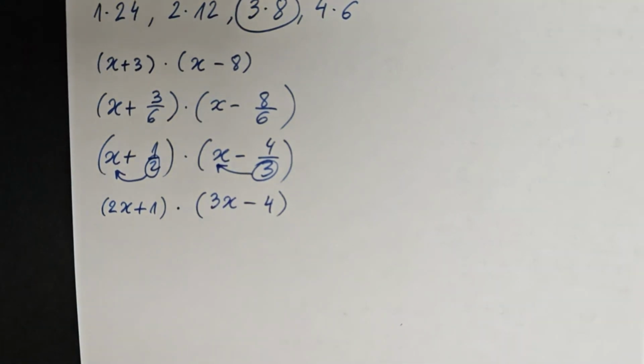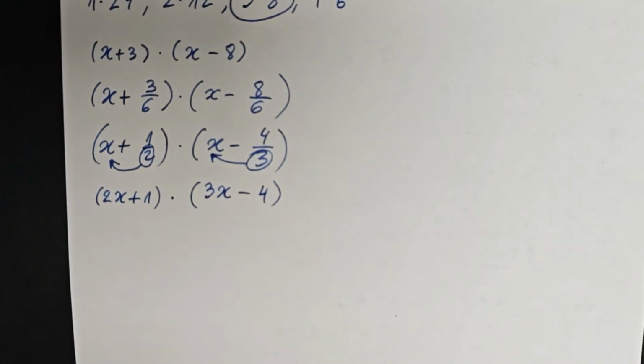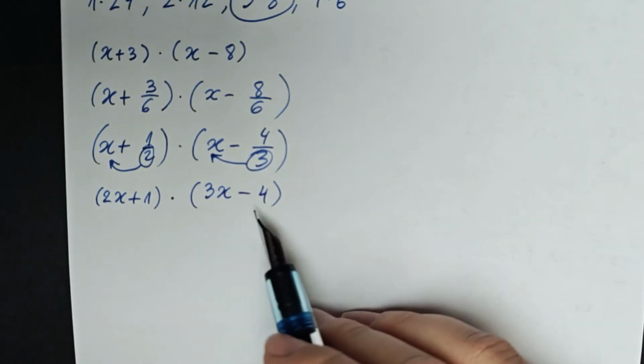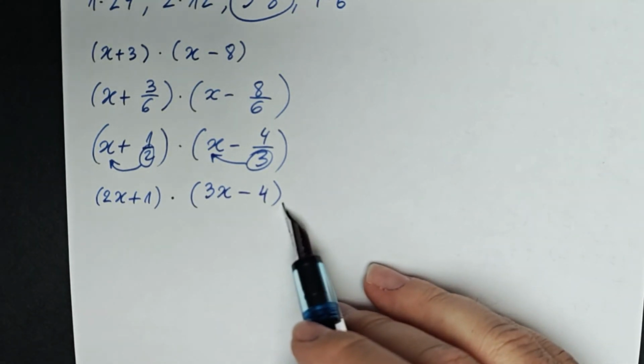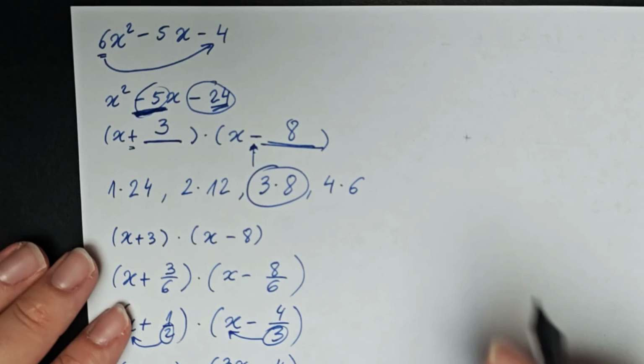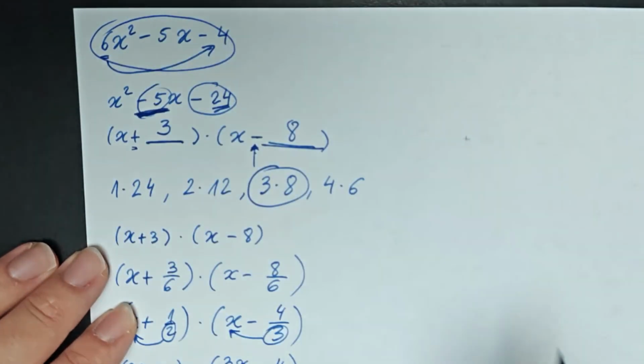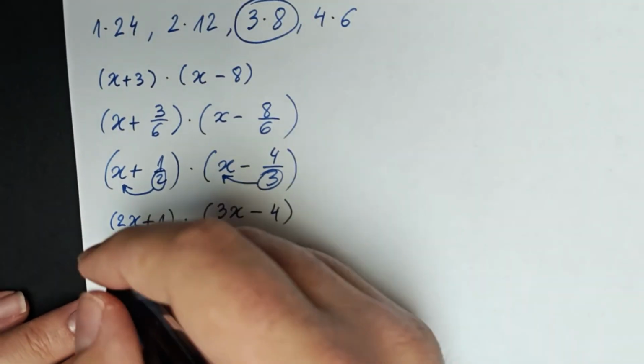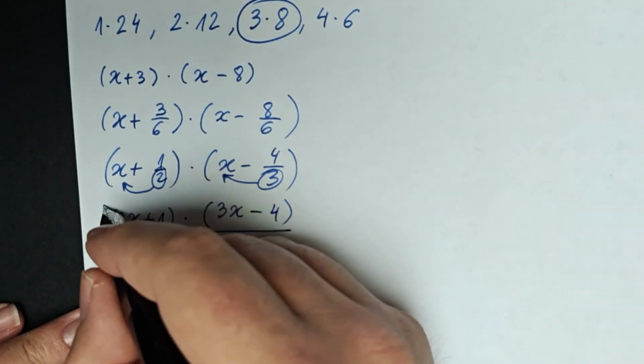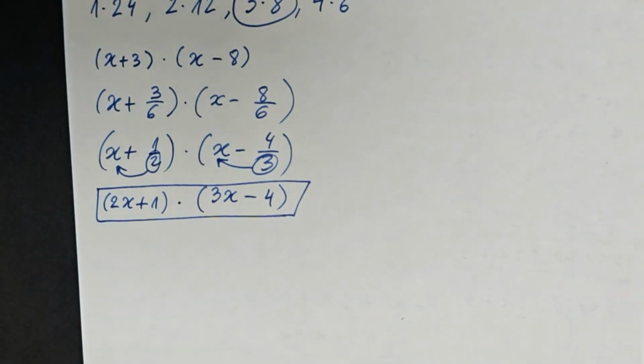And to check for any mistakes, you can multiply each number of the first bracket with every number from the second bracket and see if you get the trinomial which we started from. In this case, you will, and this is our final solution.